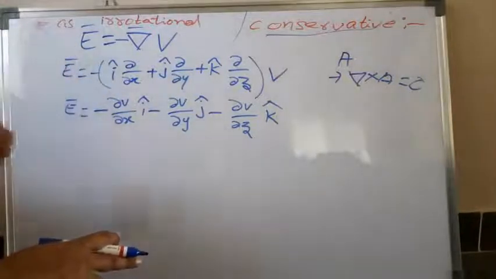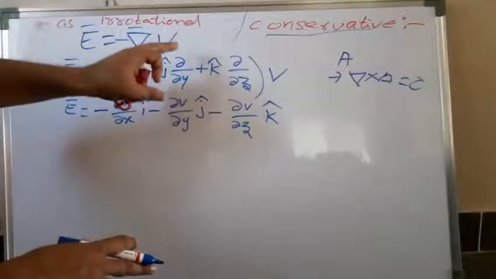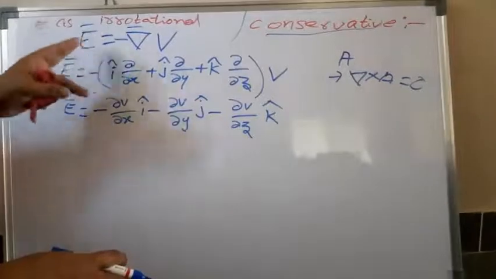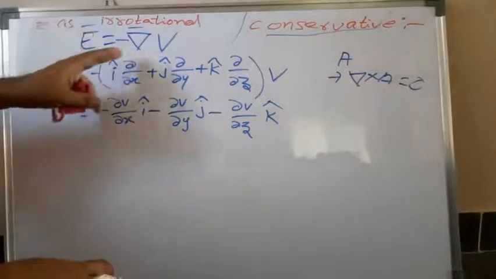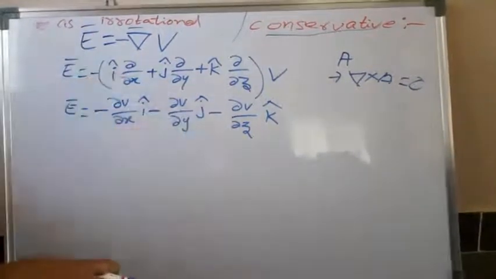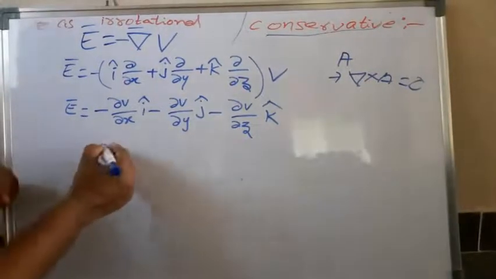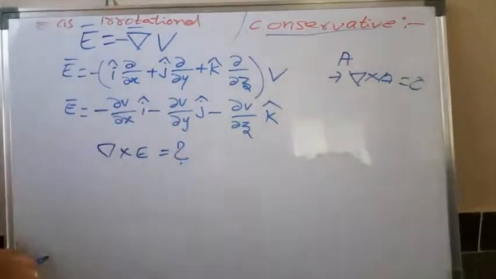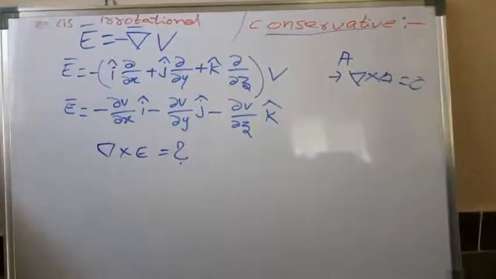I am using this relation because we have now proved the electrostatic field is conservative, so it can be written as the gradient of a potential. You need not mention the negative sign here, no problem. But I am using this because I know E is equal to minus del V. I substituted del and got the electric field vector like this. Now we will see whether del cross E is equal to 0 or not. If del cross E is equal to 0, this is an irrotational vector field. Otherwise, it is not an irrotational vector field.